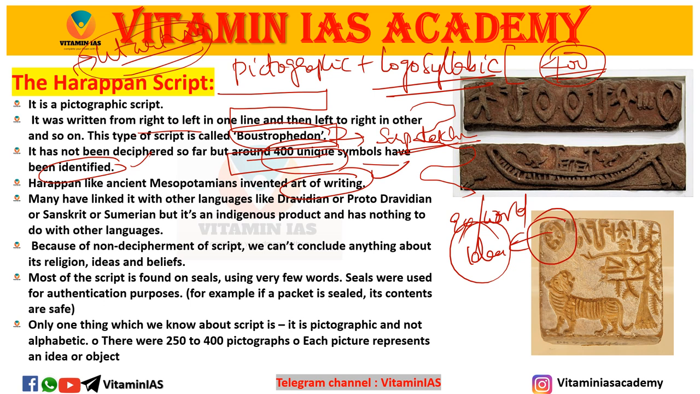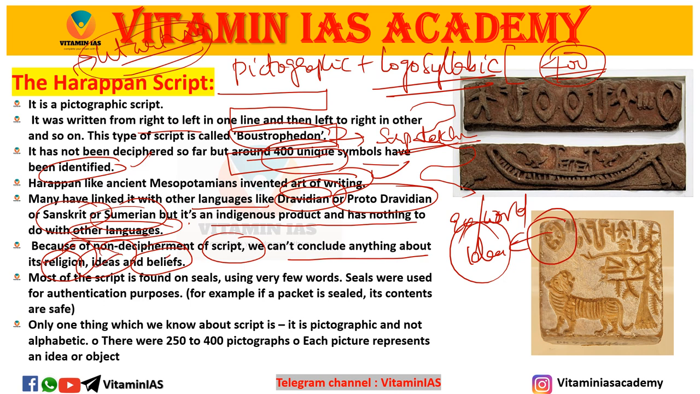Many have linked it with other languages like Dravidian, Proto-Dravidian, Sanskrit and Sumerian, but it is an indigenous product with nothing to do with other languages. Because the script is undeciphered, we can't conclude anything about the religion, ideas and beliefs. Because we have not found the meaning of the script, we don't have much idea about religion, ideas and beliefs.